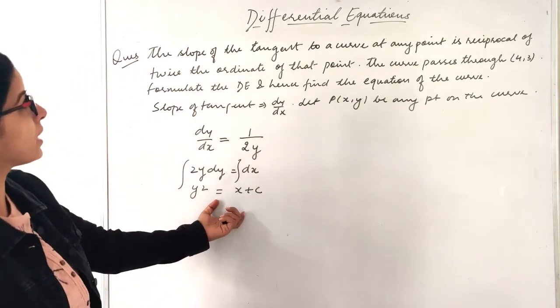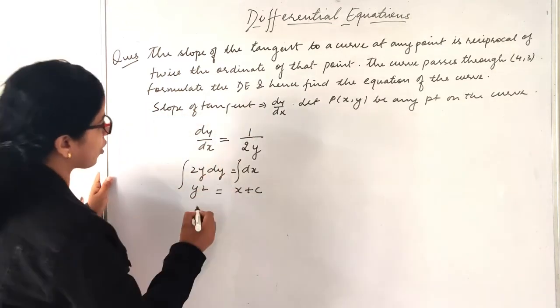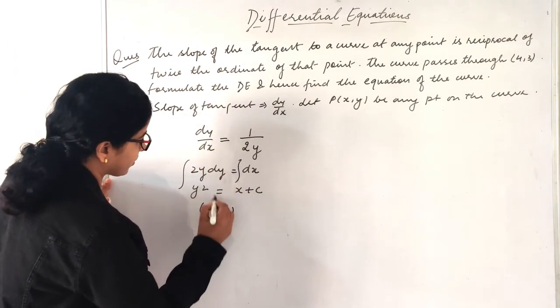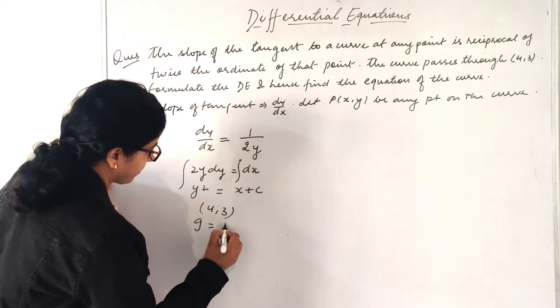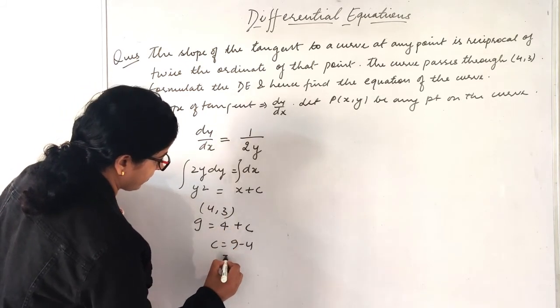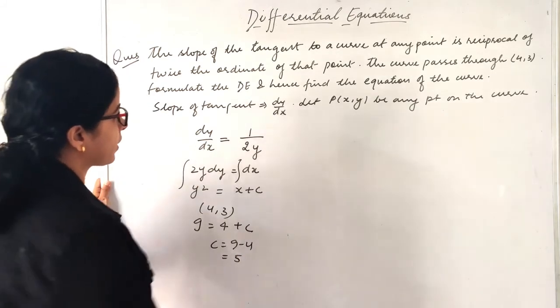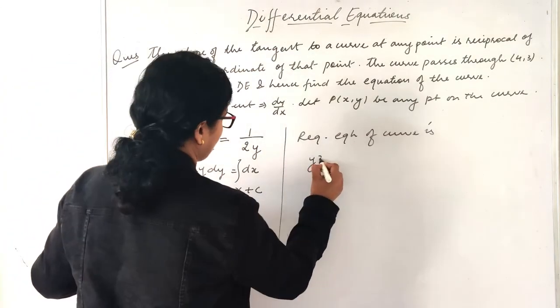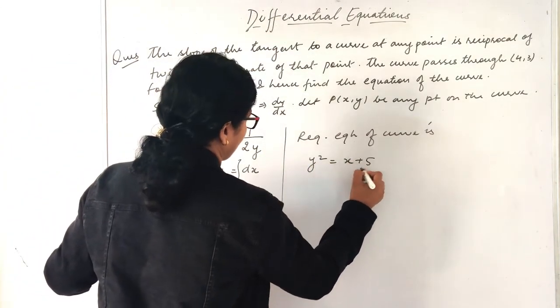Now this curve passes through (4, 3). So let us substitute. So the required equation of the curve is y square is equal to x plus 5.